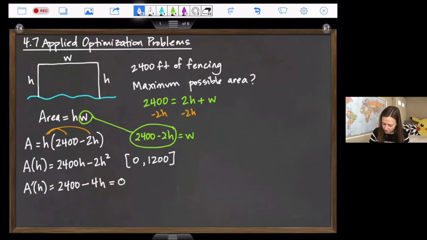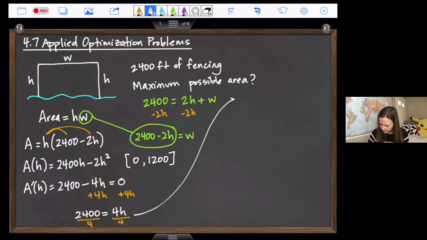So we're just going to set it equal to 0. Let's add 4h to both sides. And I get 2,400 equals 4h. Divide both sides by 4. And we get that h is equal to 600. So just like in section 4.3, we're going to test our critical point and both of our endpoints. So we're going to find A of 0, that's our first endpoint. We're going to find A of 600 and A of 1,200.